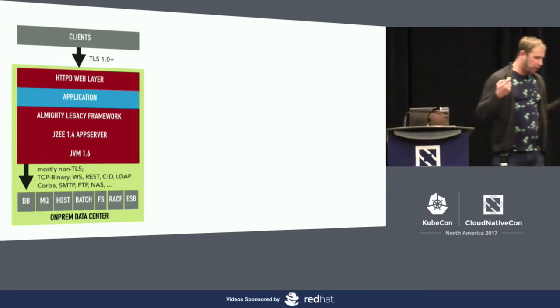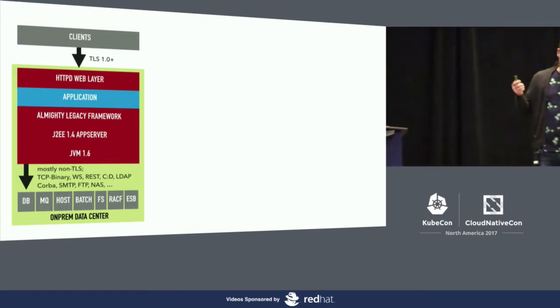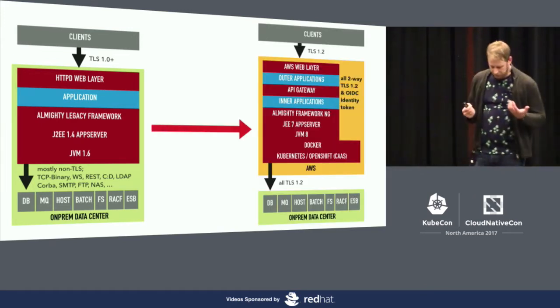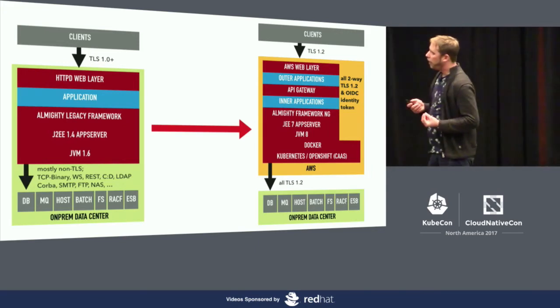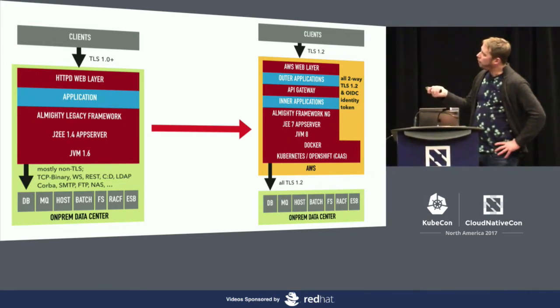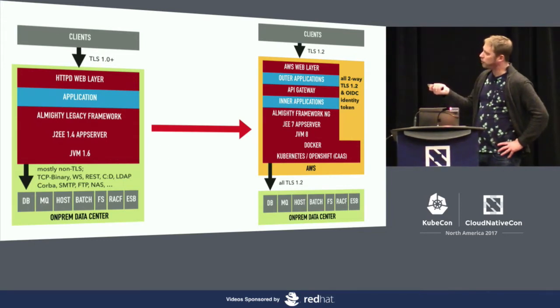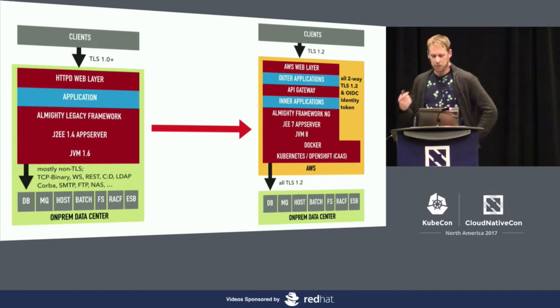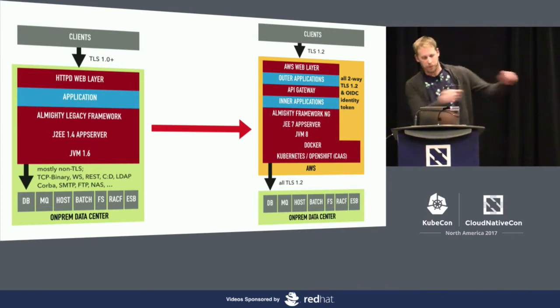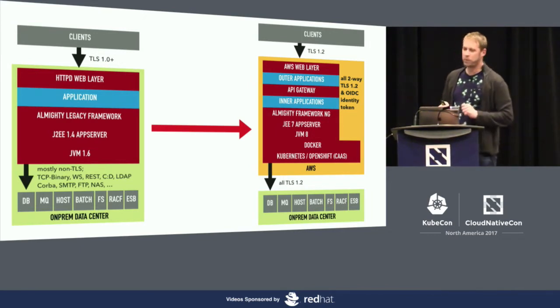So we came together with the cloud operations team and with the information security officers, and designed a target architecture for all those monolithic applications. The target architecture is about to run on Amazon Web Services, on a Kubernetes cluster. Actually, we were using OpenShift, but only the container-as-a-service parts, so it's pretty plain Kubernetes there. It's based on Docker and JVM 8, JE 7, a lightweight application server. Where to port this almighty framework? We put the legacy out, and now it's almighty framework next generation.